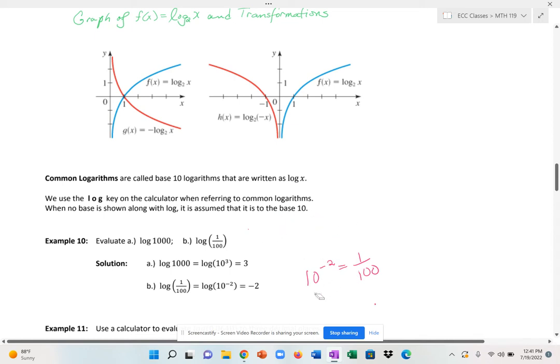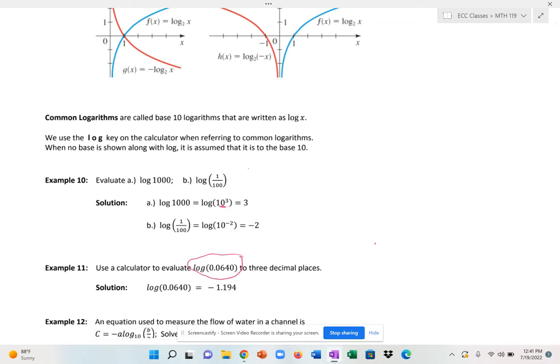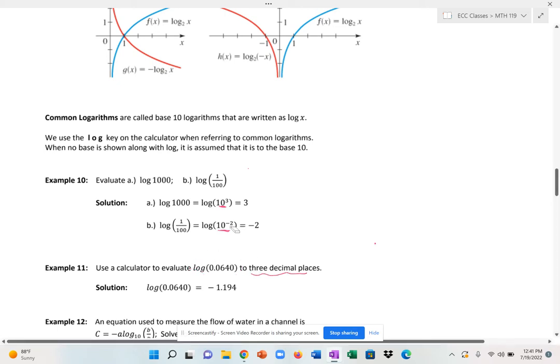If you plug this into a calculator, either part A or B, using the log function, that's your common log, it should give you the same answers. Here we do need a calculator because I cannot rewrite this number with a base of 10 the way I did here. 1,000 is 10 to the third, 1 over 100 is 10 to the negative 2. I really wouldn't be able to do that for 0.0640. So again, using the common log key and rounding to 3 decimal places, you would get that the logarithm is equal to negative 1.194.